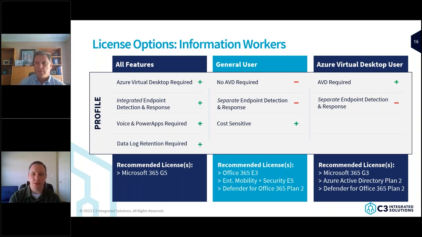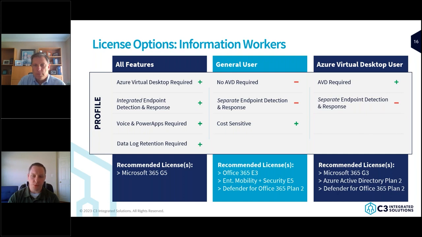So we have different options. We talk about our information workers. Think of your standard employee, somebody who's working within the environment day in, day out. They're using the full productivity of the Office 365 suite. And we have a few different options. The first one is all features, meaning that they're going full in on the Microsoft stack. They might be using Azure Virtual Desktop. They may have an integrated EDR using Microsoft Defender for Endpoint. They're using Microsoft for Voice and Power Apps. They're using Microsoft's built-in log retention. And for these folks, the Microsoft G5 makes a lot of sense. It's an all-in-one license bundle that will cover all of these features.